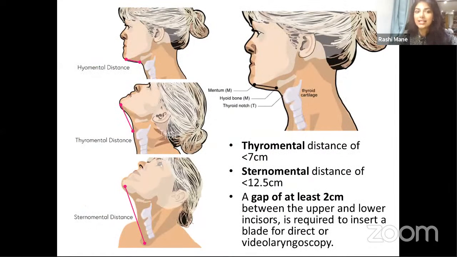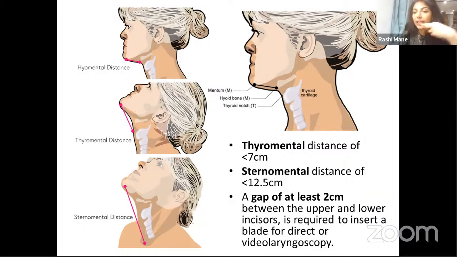Another way to assess this: do you remember those bones that I mentioned earlier? You have your mental, which is your chin, then your hyoid bone, which is the higher one, then your thyroid, and then your sterno, which is basically the sternal notch where your manubrium is. If your thyromental distance is less than 7, that usually indicates difficult intubation. Once again, if your sternomental is less than 12.5, that's also another cause of difficulty intubating.